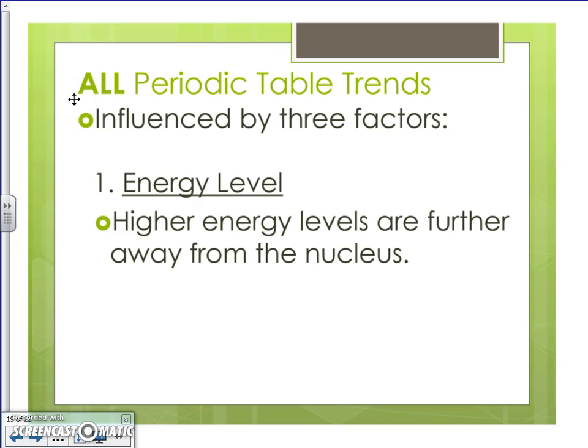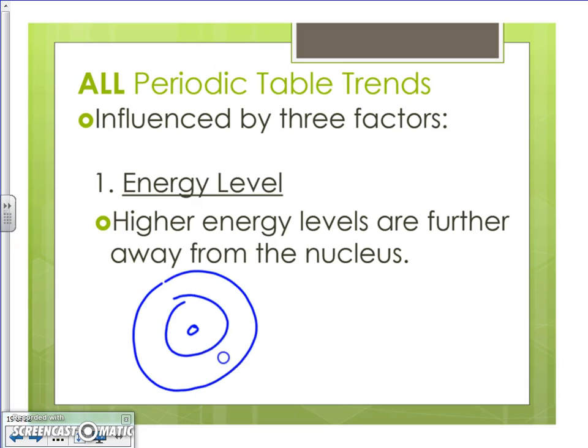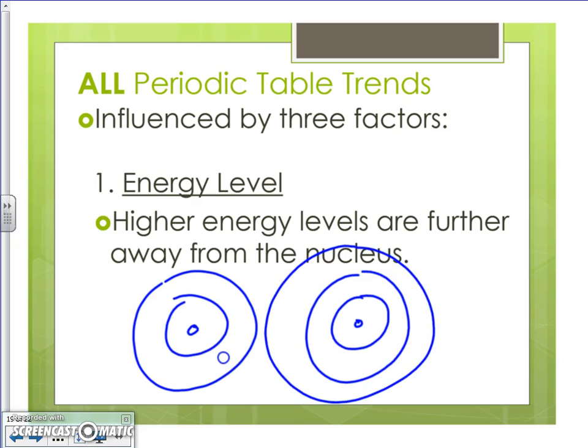All right, so review here of why all of these things happen. This is something you need to know. All periodic trends are influenced by 3 factors. So first is energy levels. Another way of saying that is how many rings, how many shells do you have around that versus that. One is bigger than the other. So higher energy levels are further away from the nucleus. Very visual, very easy to see.